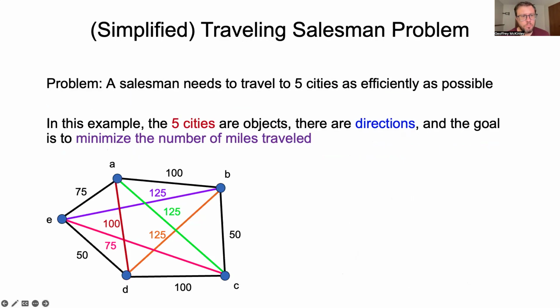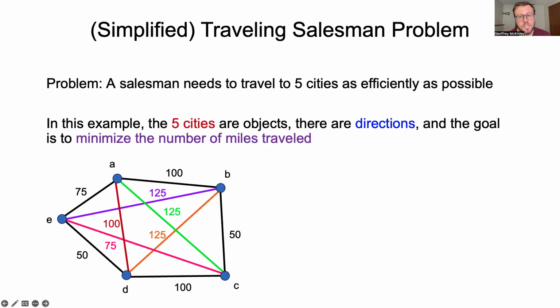So the traveling salesman problem is this: a salesman needs to travel to 5 cities as efficiently as possible, right? So in this example, the cities are the objects that are to be manipulated according to the operators, in this case, the directions. The goal state is to visit all 5 cities while minimizing the number of miles traveled. And the traveling salesman problem is known as an NP hard problem, which means that there's no known algorithm that could solve it for all cases.